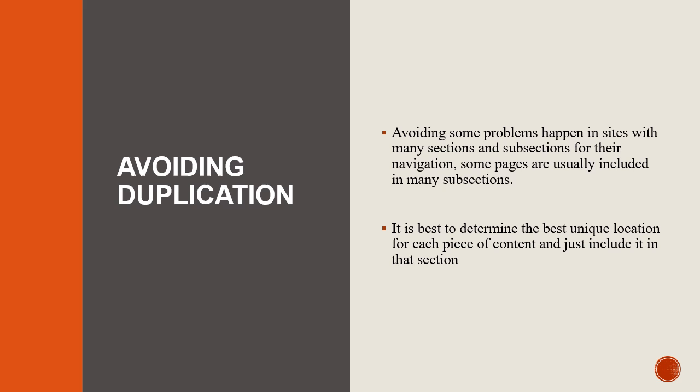Instead of including the page in the submenu of every relevant section, it is best to determine the best unique location for each piece of the content and just include it in that section. If the content is related to all the sections, it can be put in the sidebar related links rather than in a subsection. Ensure that people understand the location of each page in accordance with the structure of the site.